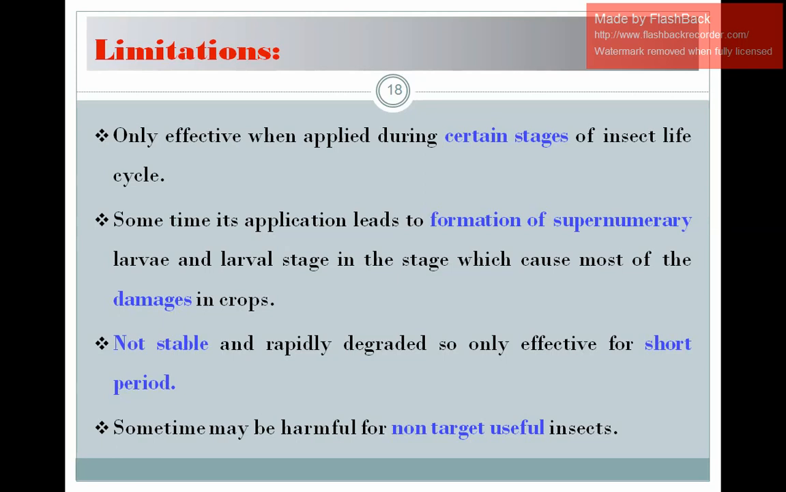Some of the highlighted limitations for juvenile hormone and its analogues are that they are effective only when applied during certain stages of insect life. Sometimes its application leads to the formation of supernumerary larvae, which cause most of the damage in crops. They are not stable and rapidly degraded, so only effective for a very short period of time. Sometimes it may also have an impact on non-target insects.